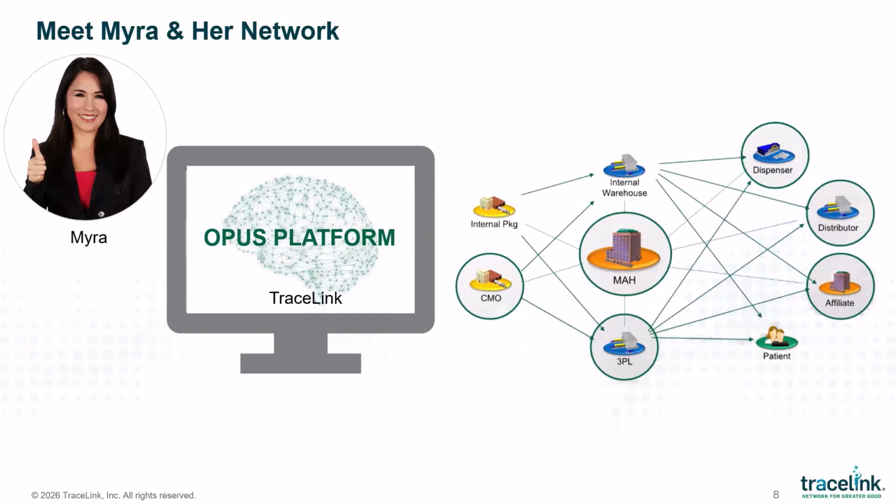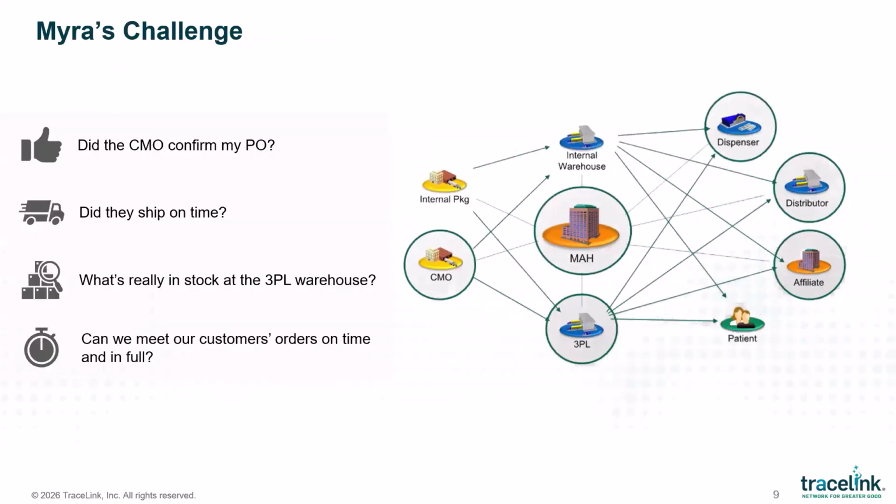This kind of extended multi-enterprise network with CMOs, 3PLs, and customers all connected is exactly the environment our Mint and OPUS solutions are designed for, enabling digital orchestration of processes like order management, inventory management, and forecast management across all these partners. From Myra's point of view, the big challenge is that every one of these partners has its own systems, its own processes, and its own way of sharing information.